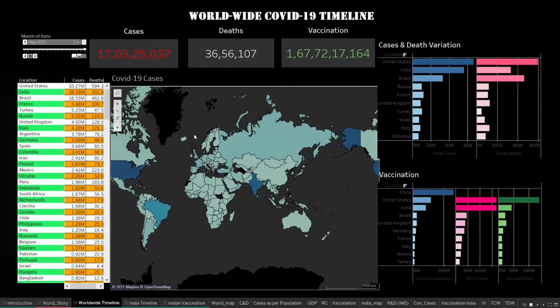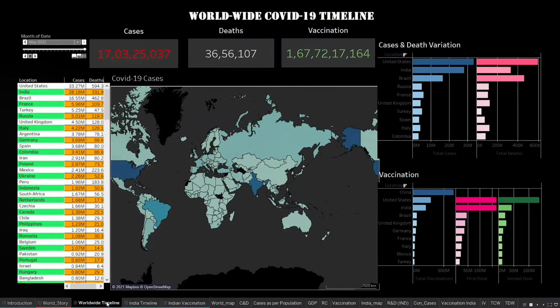If we observe the current situation of the world, we have about 170 million cases, whereas death count has crossed 3.5 millions and US holds the most cases as well as deaths. But luckily, we have vaccination drive and it also has crossed over 167.7 billion counts.